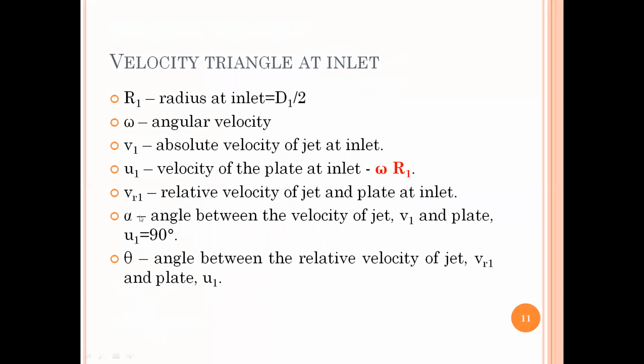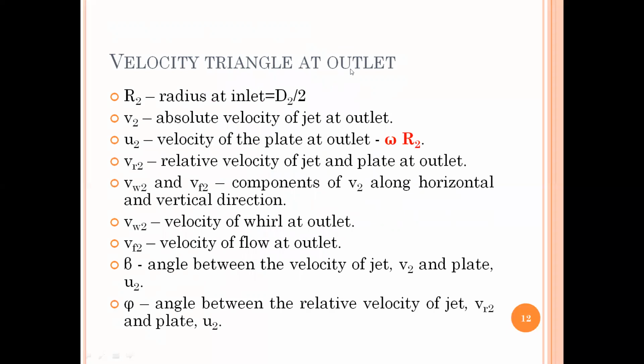And VR1, here the alpha angle is 90 degrees, and your theta angle. Same here in the velocity triangle at outlet also. The new term is R2; the rest are all the same as in your normal velocity triangle: VW2, velocity of whirl at outlet, velocity of flow at outlet, etc.